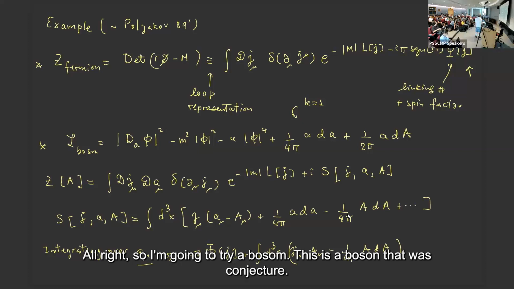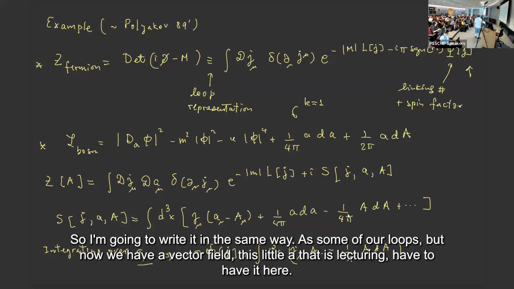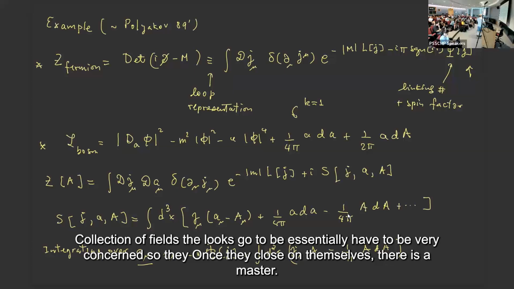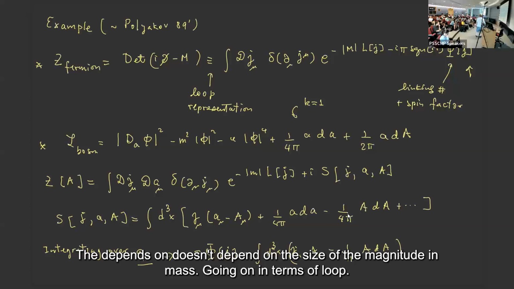All right, so I'm going to try a boson. This is a boson that was conjectured. So I'm going to write it in the same way as the sum over loops. But now I have a vector field, this little a, that is fluctuating. I have to add it here to the collection of fields. The loops essentially have to be conserved, in other words, they close on themselves. There is a mass term that doesn't depend on the sign, it's just the magnitude of the mass per unit length of loop.